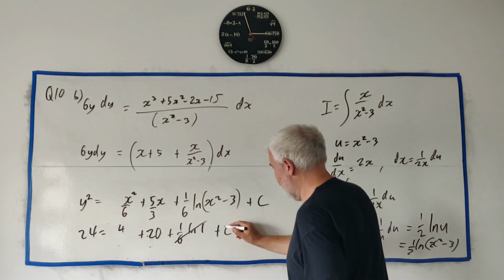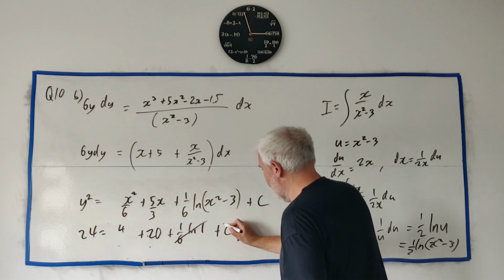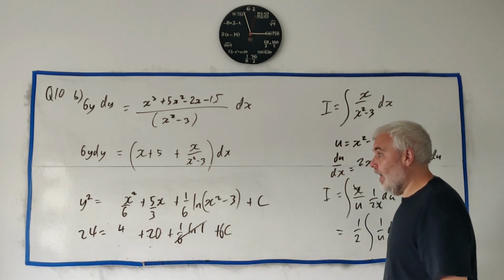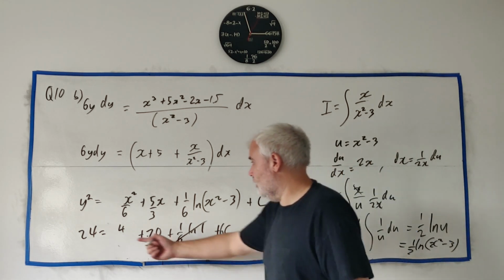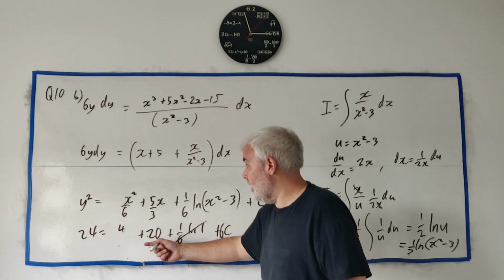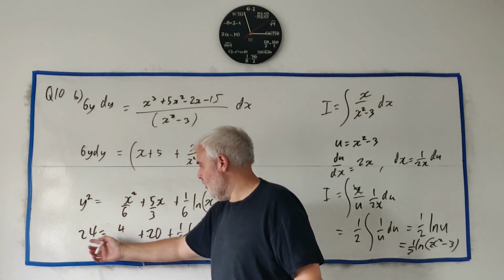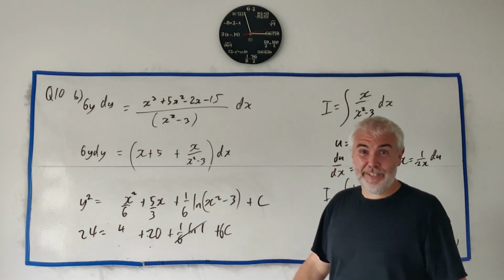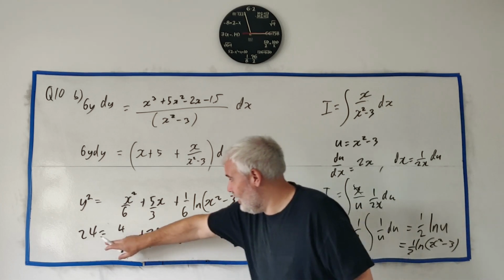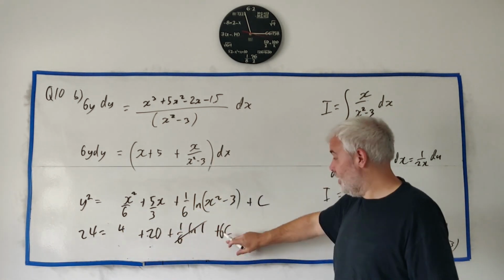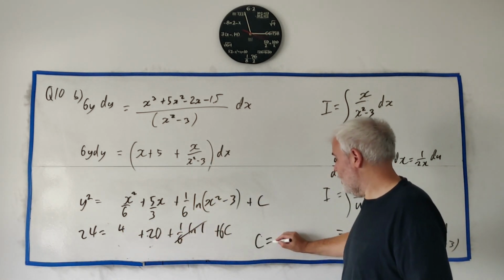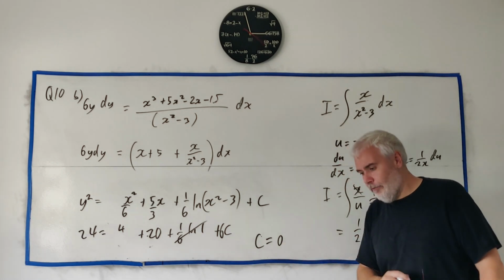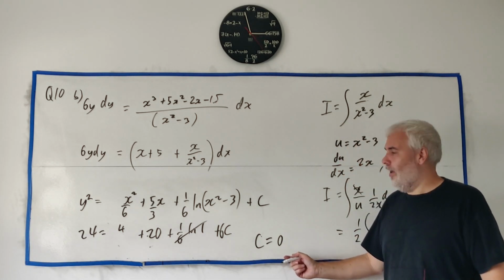Multiply this by 6. We could just leave it as another c, but alright, let's put in a 6 here. Rearrange it, so we get 24. 4 plus 20 is 24. 24 equals 24 plus 6 c's. The c must be 0. It can't be adding. 24 equals 24. So this here must be 0. So c equals 0. I think you'd get full marks for writing that.